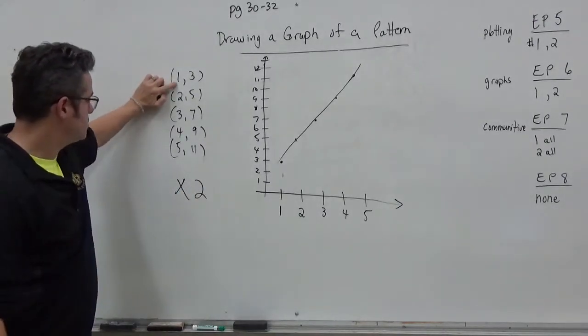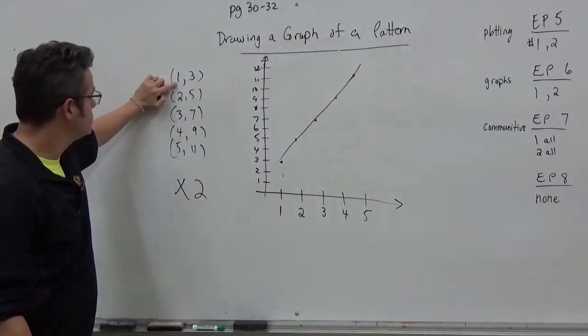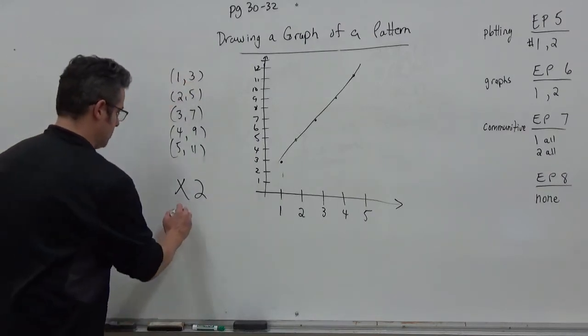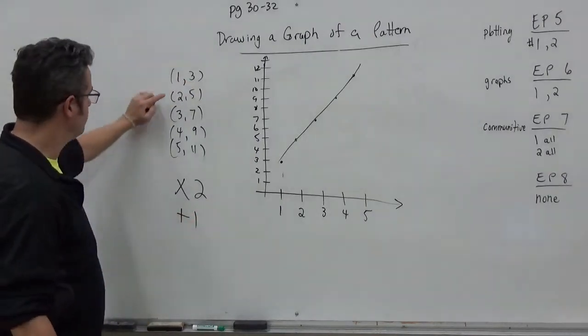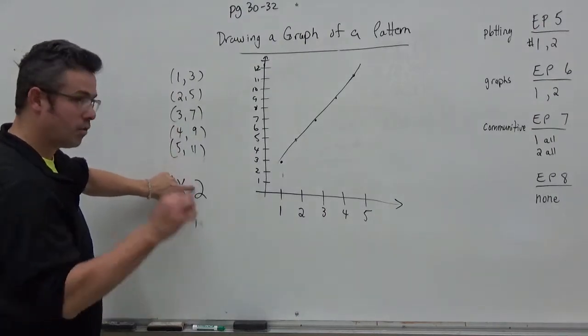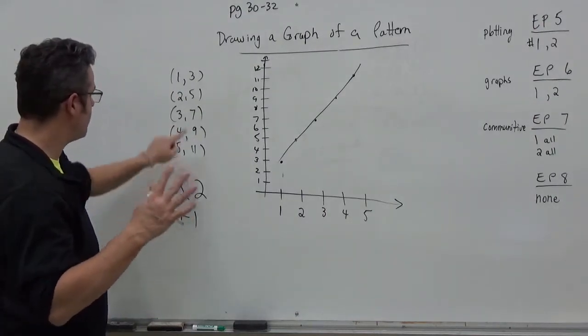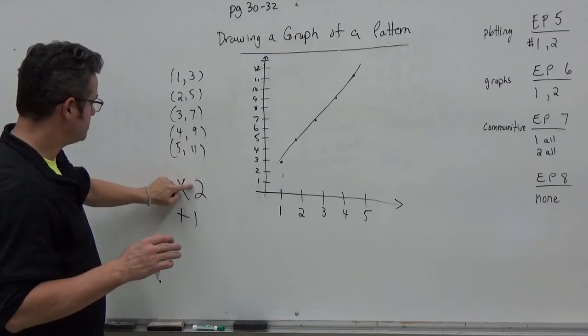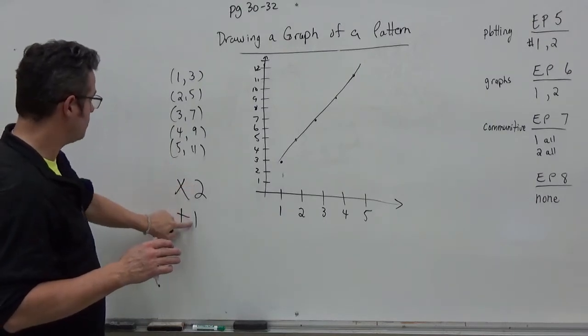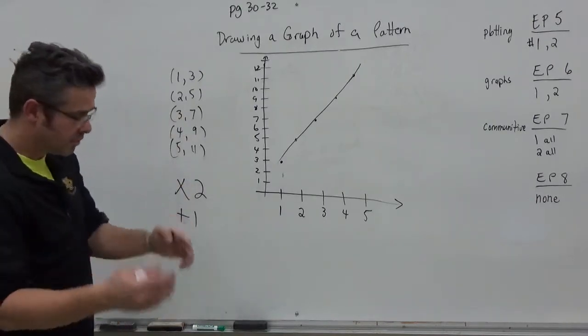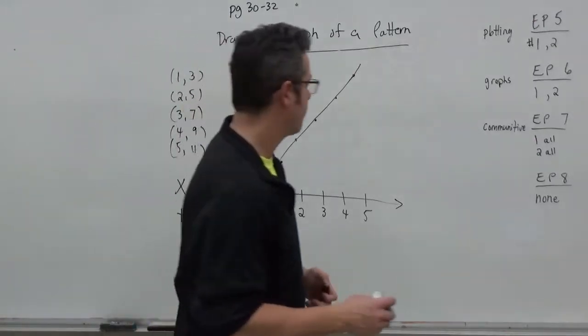But 1 times 2 is only 2. So then we have to add 1. Now does that work for the rest of them? 2 times 2 is 4, plus 1 is 5. Yep. 3 times 2 is 6. 6 plus 1 is 7. Yep. So the pattern rule works.